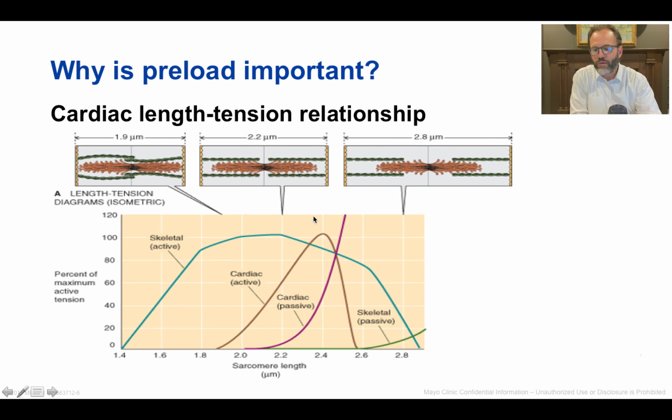So you can say, well, this makes some sense, right? Because what you want to be able to do is optimize how much force your cardiomyocytes can generate and your sarcomeres can generate.